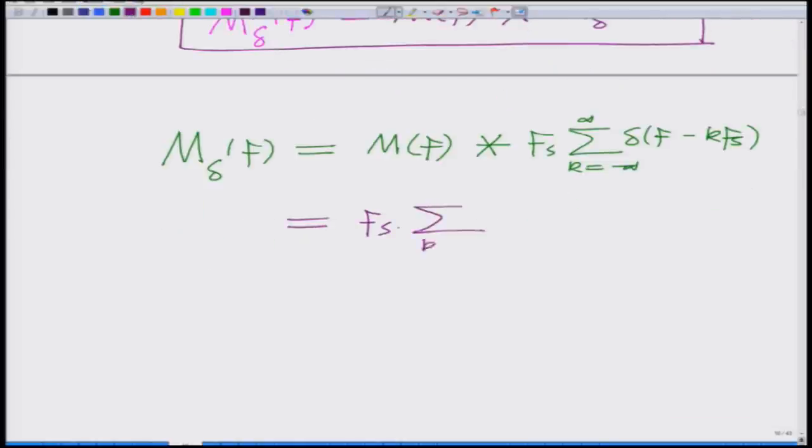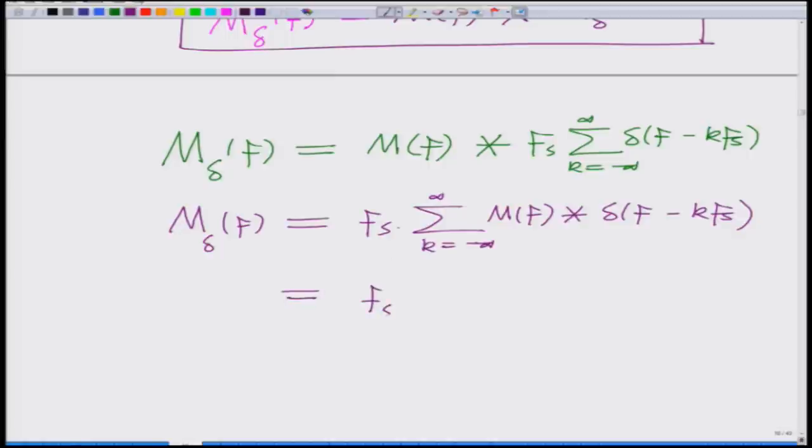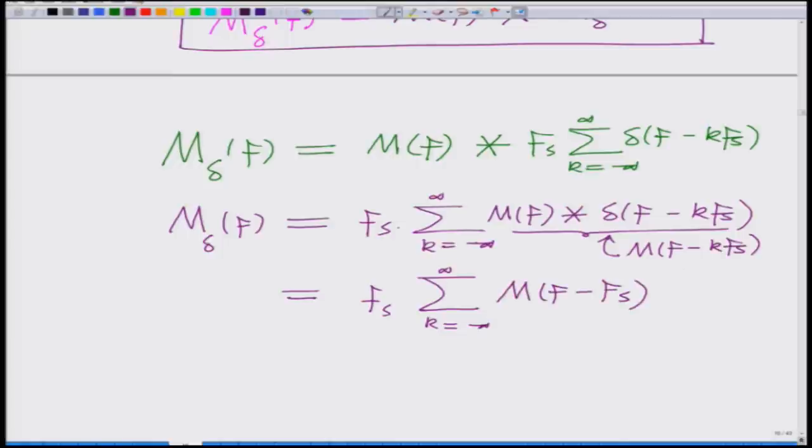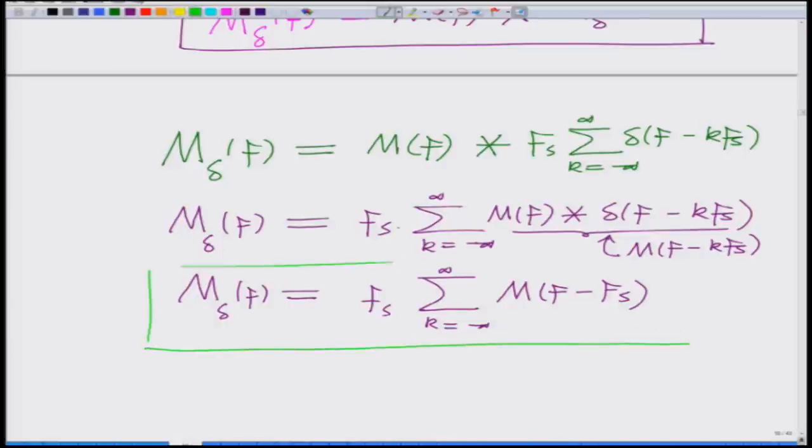This is equal to Fs times the summation, k equal to minus infinity to infinity, of M of f convolved with delta f minus k Fs. Remember, this is nothing but M of f minus k Fs. So, that is your M delta f. M delta f is Fs times the summation, k equal to minus infinity to infinity, of M of f minus k Fs.